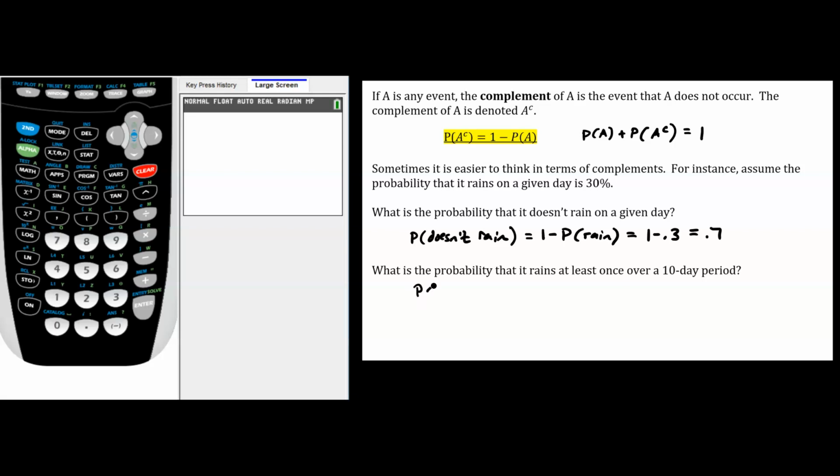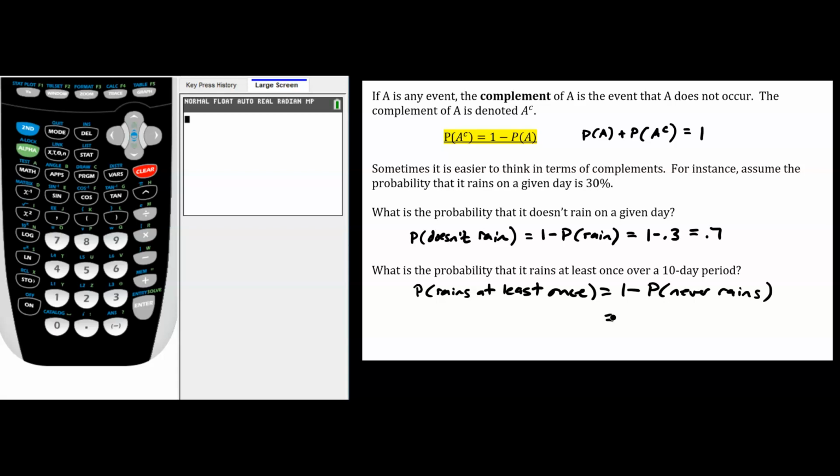The probability that it rains at least once can also be thought of as 1 minus the probability that it never rains. And that is because the event of it never raining over a 10-day period is the complement to it raining at least once. Because if it rains at least once, that means it rains either once or twice or 3 times all the way up to 10 times. And the only other event that you can have is that it never rains. Now, if it never rains, that means it doesn't rain the first day, and then it doesn't rain the second day, and then it doesn't rain the third day, all the way up through that 10th day.